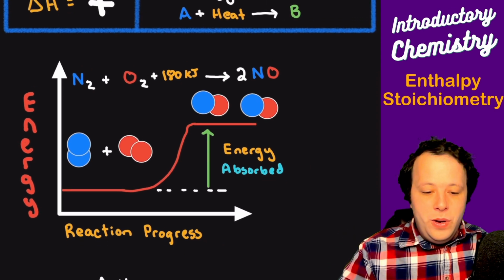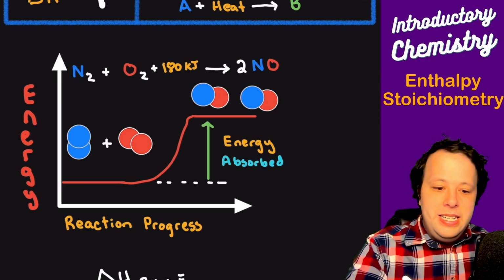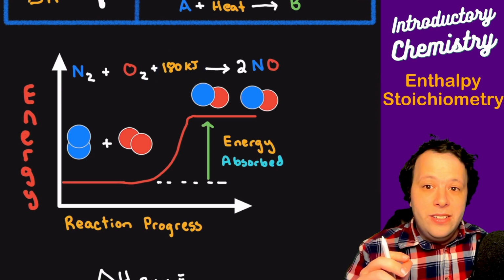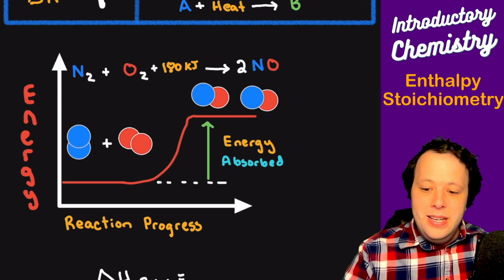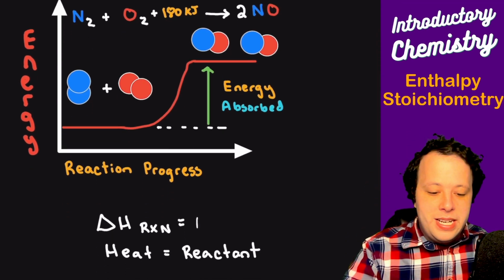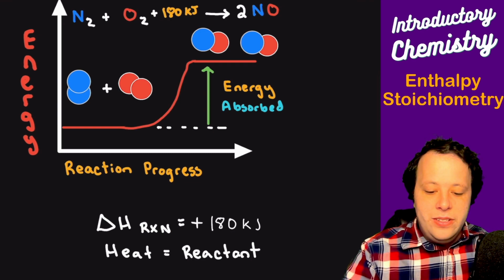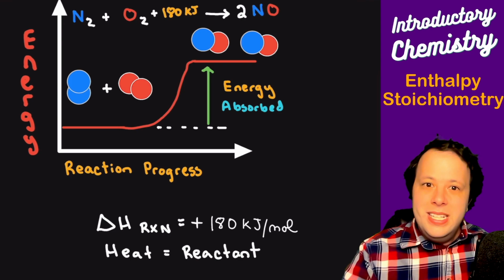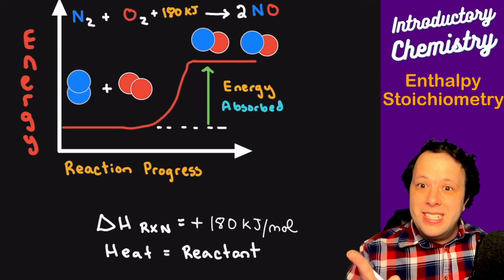All right. So when we have that, you can see that the energy is written as a reactant here, right? It's plus 180 kilojoules in the reactants, meaning that we are going to write this as a positive this time. And it's going to be 180 kilojoules per mole as our reactant. Okay, so that's step one.